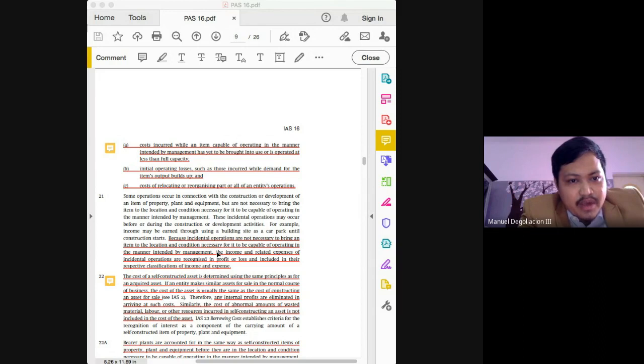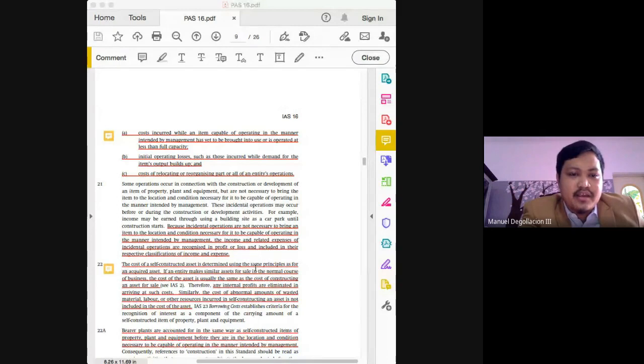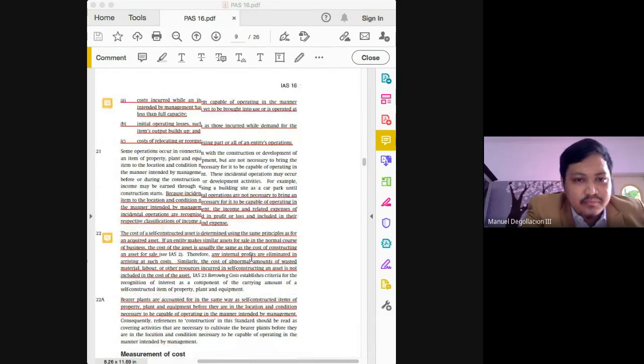Okay, but the takeaway here is that the income and related expenses of incidental operations are recognized in profit or loss and included in the respective classifications of income and expense. Okay, basically it's just telling us that it will not be part of the cost of an asset. It will already be reported as an income or an expense.